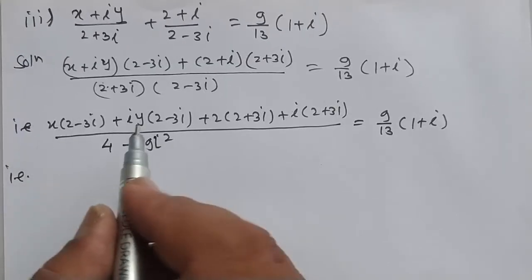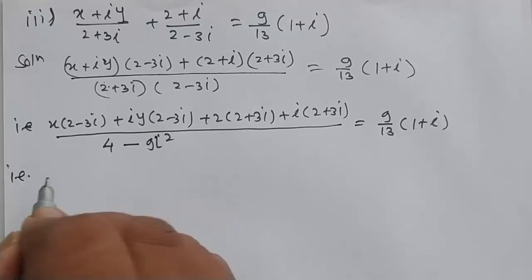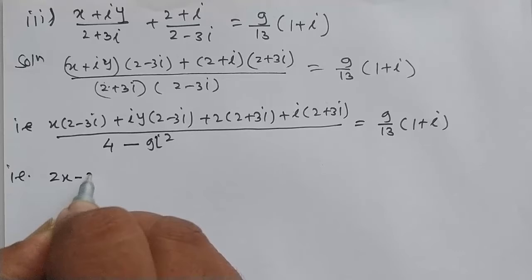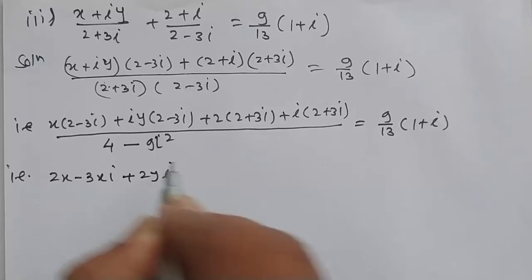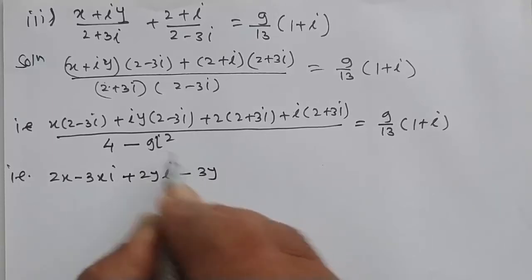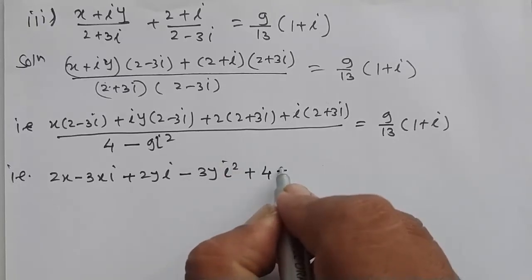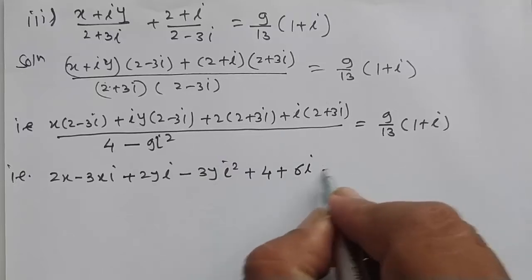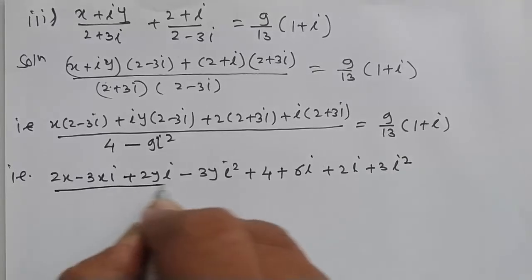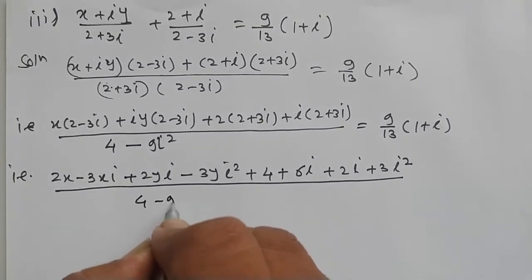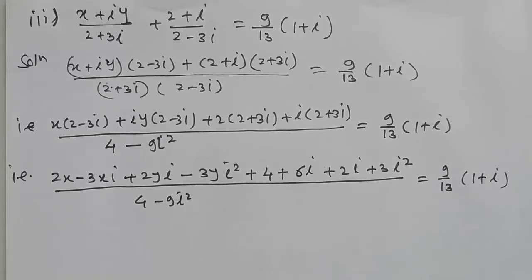That is, multiply x inside the bracket, iy inside the bracket, 2 inside the bracket and i inside the bracket. So, it becomes 2x minus 3x into i plus 2y into i minus 3y i square plus 2 into 2 is 4, plus 2 into 3 is 6i, plus 2 into i plus 3i into i square, divided by 4 minus 9 i square is equal to 9 upon 13 into 1 plus i.